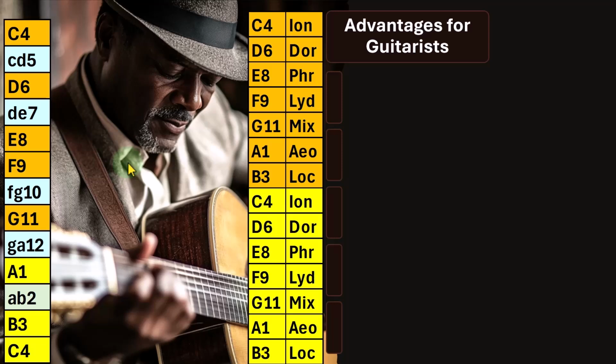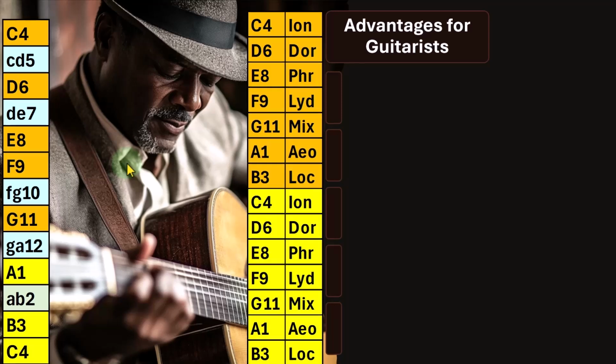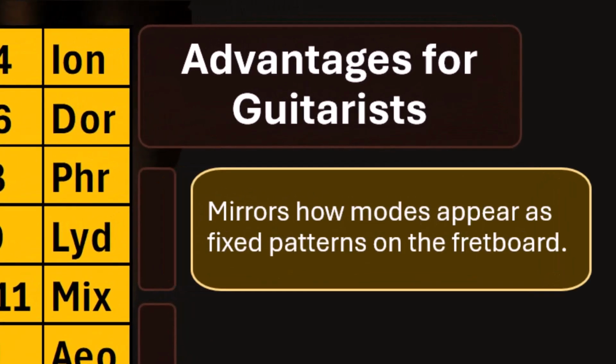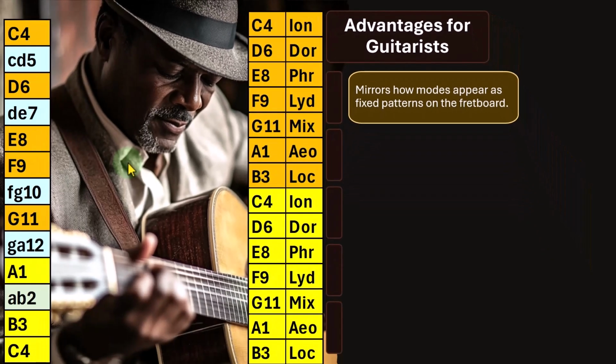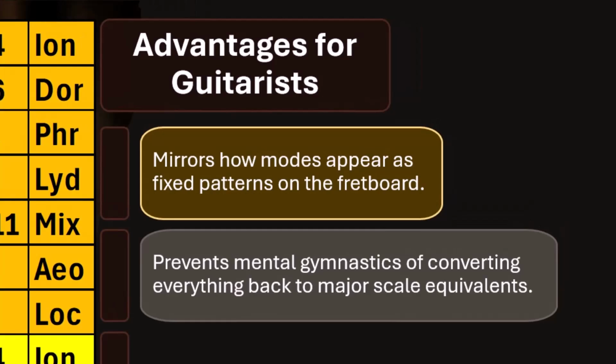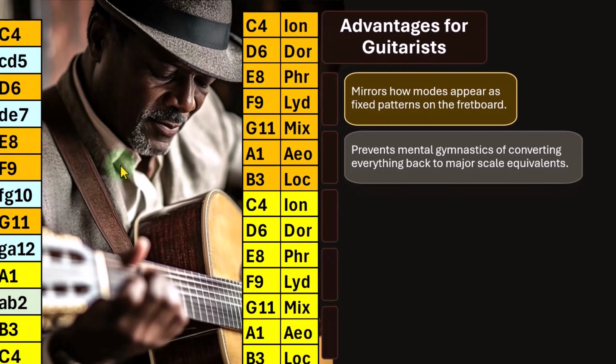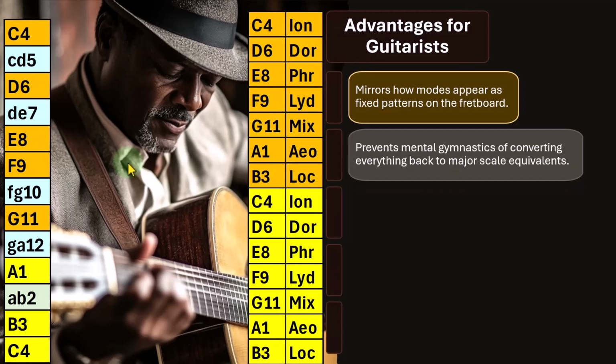Restricting you from building more complex chords. Advantages for guitarists. It mirrors how modes appear as fixed patterns on the fretboard. So if you're cutting up the fretboard, which is normal to do, you're going to use basically 5 positions on the fretboard to cut it up and memorize the locations that you can name 1 through 5. You might be using a 3-note per string approach to build out the scales on the fretboard, and so on and so forth.